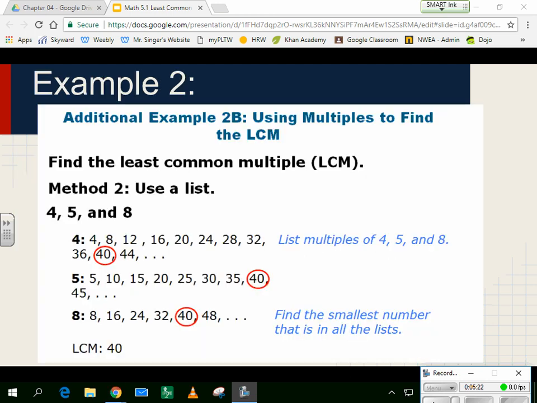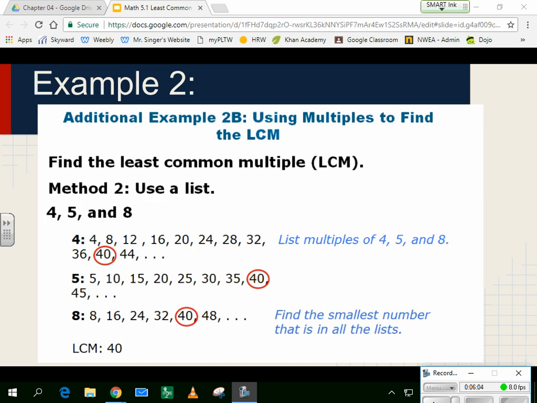All right, let me show you two methods, two ways that you can solve this. One you may find better than the other, but also, like I showed you with greatest common factor, sometimes different ways work better for different types of scenarios. So the first method to find the least common multiple is the list method, where you list out the multiples. So let's say we had to find the least common multiple of 4, 5, and 8. We just start listing the multiples of 4: 4, 8, 12, 16. And for 5, you do 5, 10, 15, 20, and you keep going. And for 8, you go 8, 16, 24, 32, until you find they all have 40 in common.